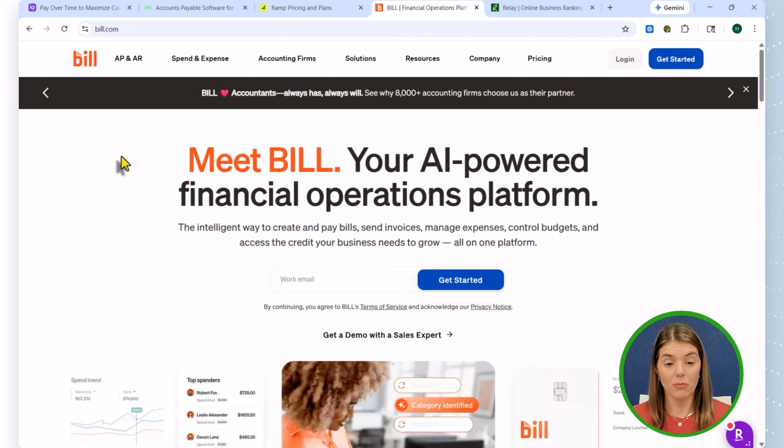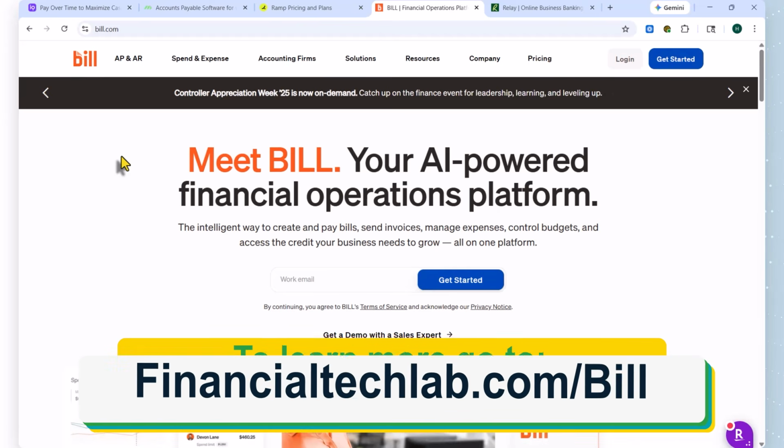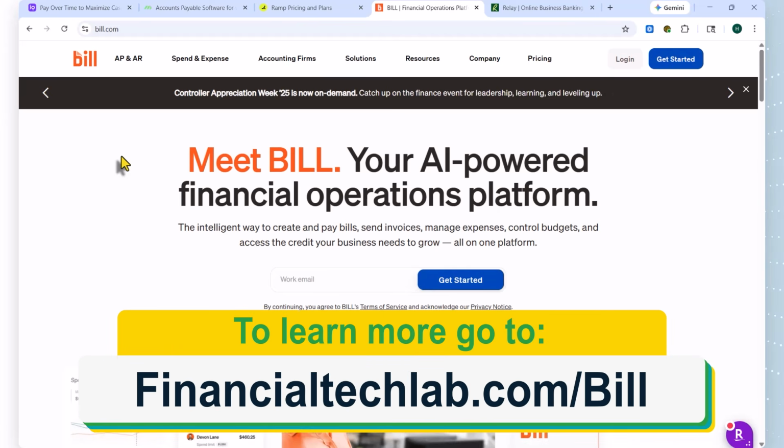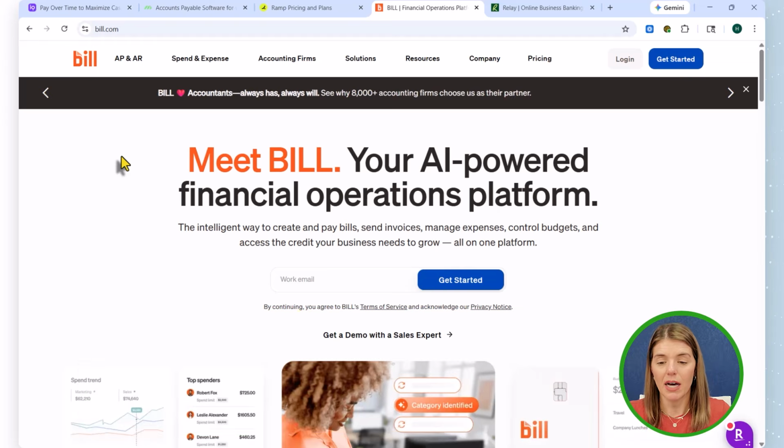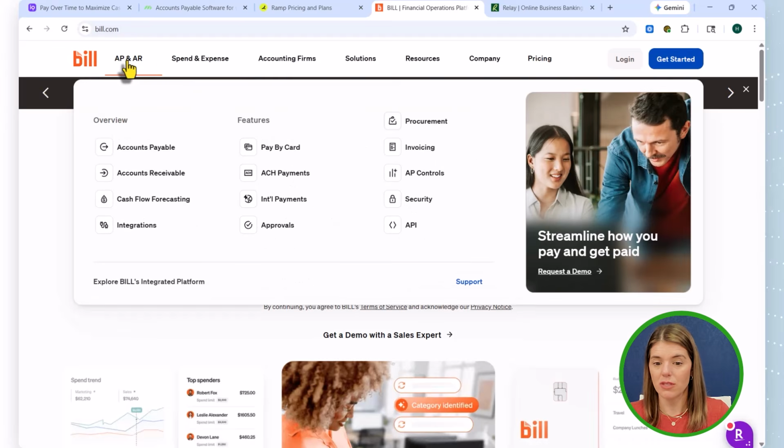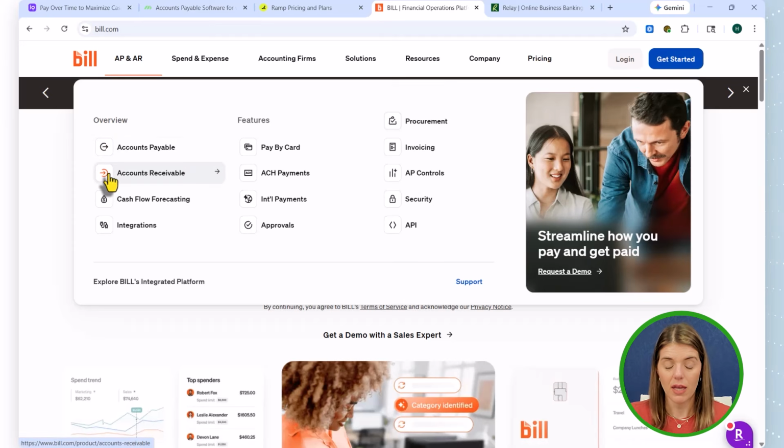Many of you may have heard of Bill or Bill.com. This is going to be one of the older players in the cloud accounting AP AR software. They've been around for quite a long time, so they have a lot of market share actually, but they're also kind of a behemoth and they do a lot of things and they have a lot of clients, but they do kind of similar to what some of these other systems are doing. They have accounts payable. They also have accounts receivable. They have what they call cash flow forecasting.